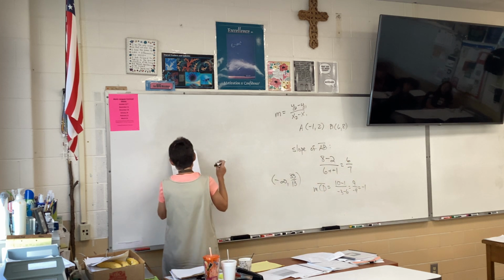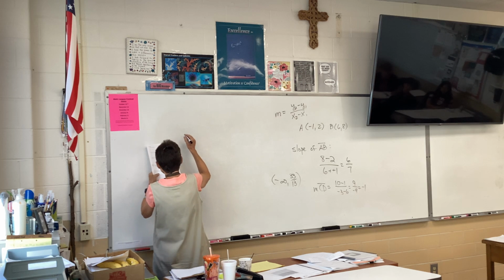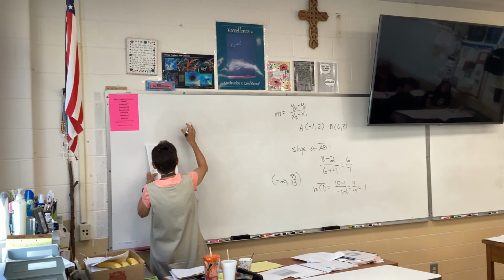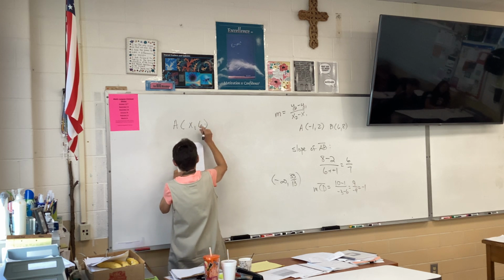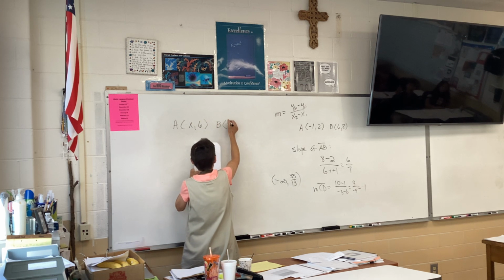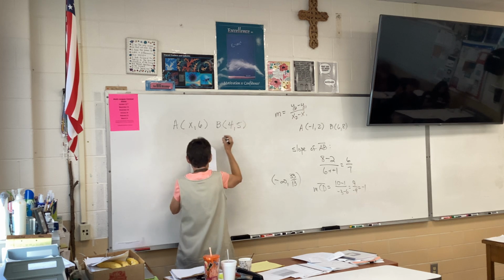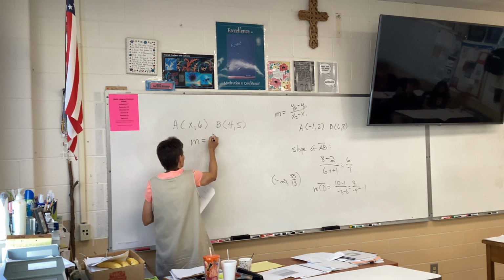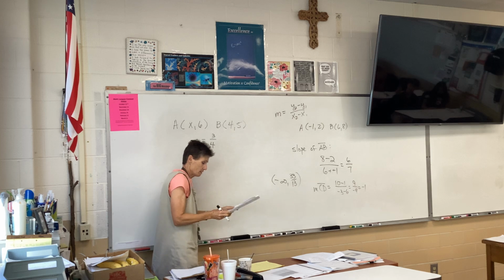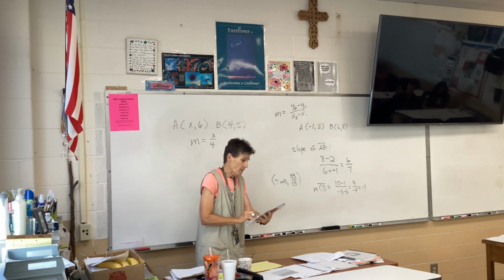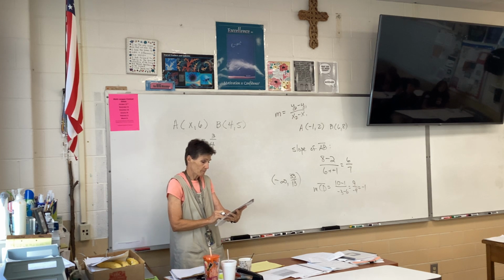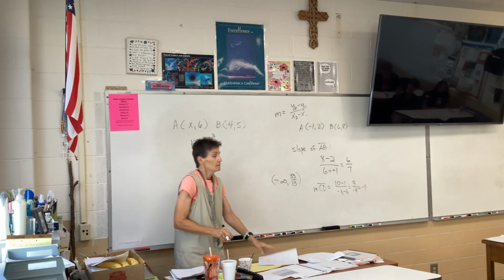All right, find the missing coordinate so that the line through A and B has the given slope. So here's point A. A little tricky. Anybody have a thought?